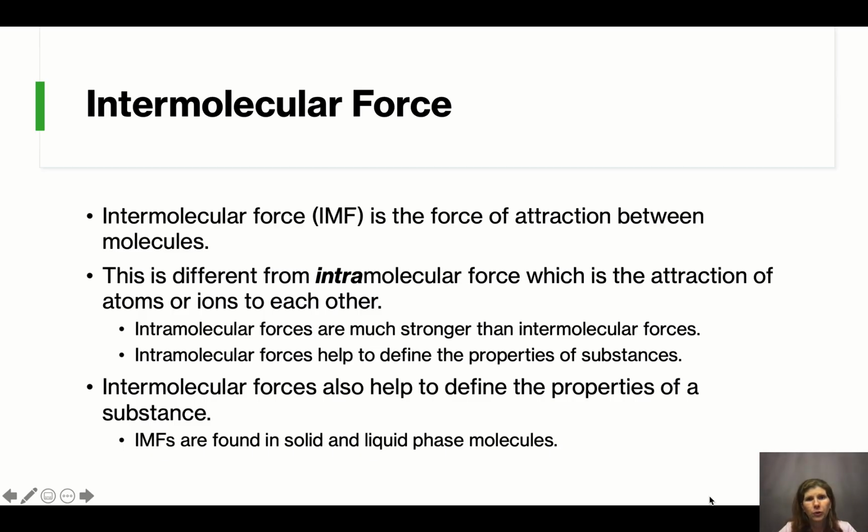So intermolecular forces, also from here on out, I'm just going to call that IMF, is the force of attraction between molecules. So this is different than intramolecular force, which is the attraction of atoms or ions to each other. Now, intramolecular forces are much stronger than intermolecular forces, and intramolecular forces do help to define the properties of a substance. And what we're going to see is that intermolecular forces also help to define properties of substances, especially things like boiling points and melting points. IMFs are found oftentimes in solids and liquid phases of molecules.